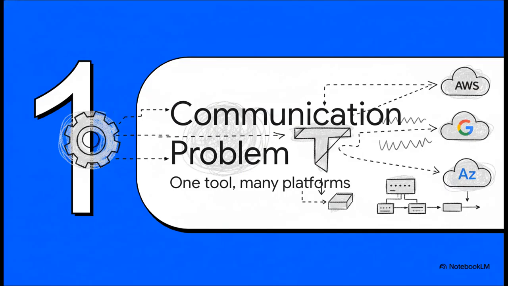Okay, so let's start with the basic problem, the real challenge here. Terraform is this incredible tool, right? It's designed to manage a huge variety of systems, AWS, Google Cloud, Azure, the whole shebang. But here's the catch. They all have their own unique way of working. So how on earth does one single tool command so many different platforms?